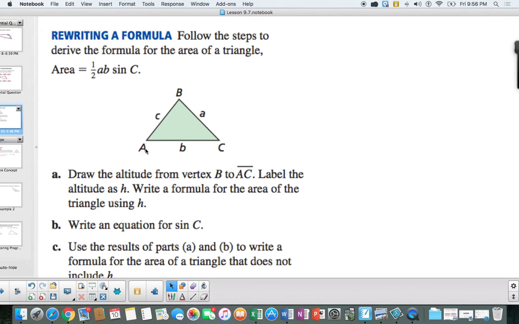The vertices of a triangle are labeled capital A, capital B, capital C. The sides will be labeled lowercase. So side a will be opposite angle A. Side b, which is displayed as lowercase b, is opposite angle B. And side c, which is again labeled lowercase c, is opposite angle C.